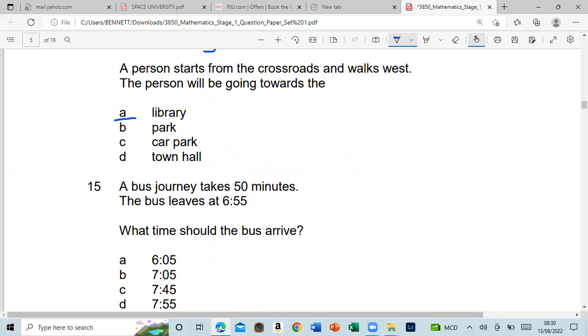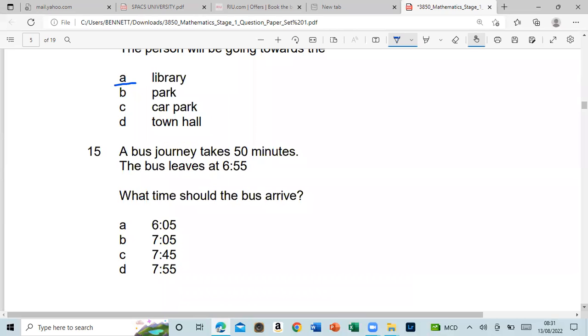All right. Question 15. A bus journey takes 50 minutes. The bus leaves at 6:55. What time should the bus arrive? So the journey takes 50 minutes and the bus leaves at 6:55. What time should the bus arrive? Sir, B. B? Yes, sir, B. Okay. Everyone agree that it's B?